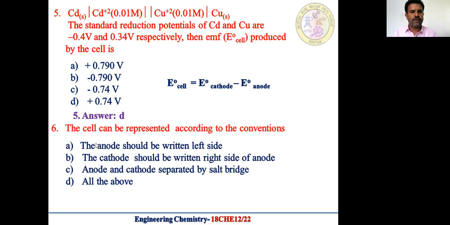Question number 6. The cell can be represented according to the conventions. Option A, the anode should be written on the left side. Option B, the cathode should be written on the right side of the anode. Option C, anode and cathode separated by a salt bridge. Option D, all the above. As we know, we should represent the cell by using all these conventions. Hence, the right answer is option D, that is all the above.